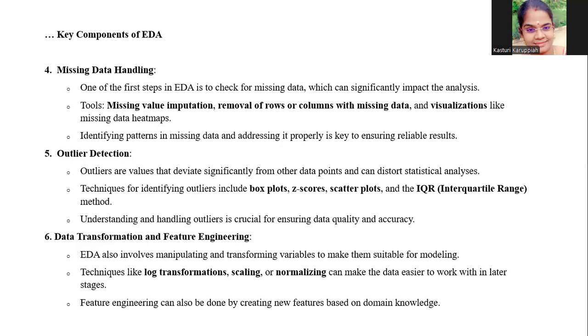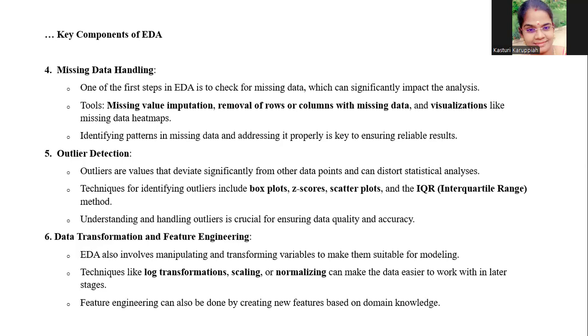Okay. One of the first steps is to check for missing data, which can significantly impact the analysis. Definitely, what are the tools? Missing value imputation, yes. When fewer values are missing, we can do missing value imputation. If we have more missing values, we are going to remove the rows or columns with missing data, and visualizations like missing data heat maps can also be applied to check. Identifying patterns in missing data and addressing them properly is key for reliable research. Yes, definitely it is key for reliable research. We should not avoid that. We should handle the missing data properly.